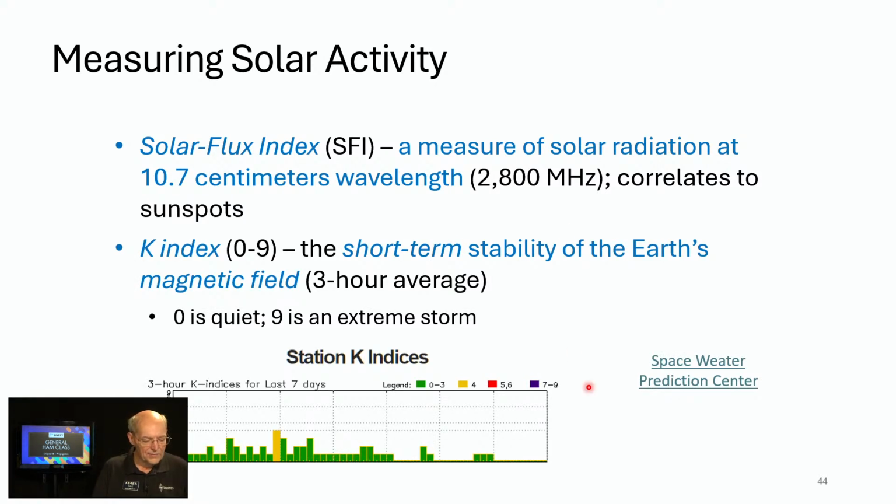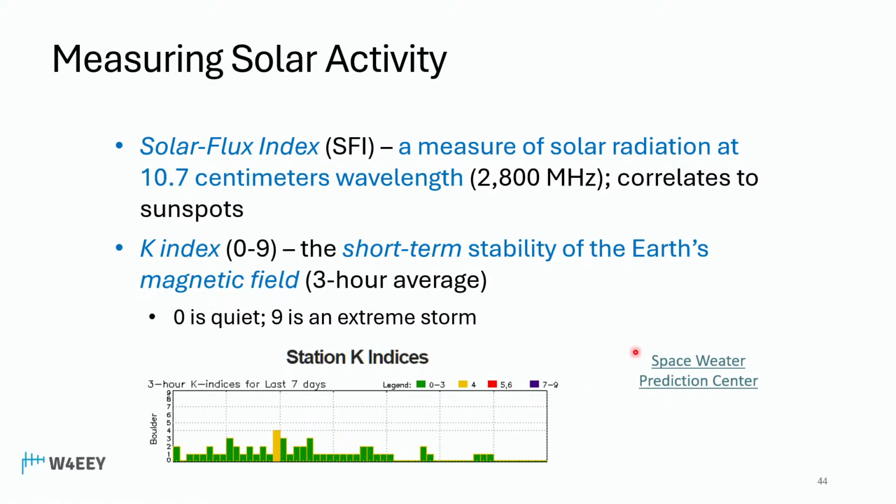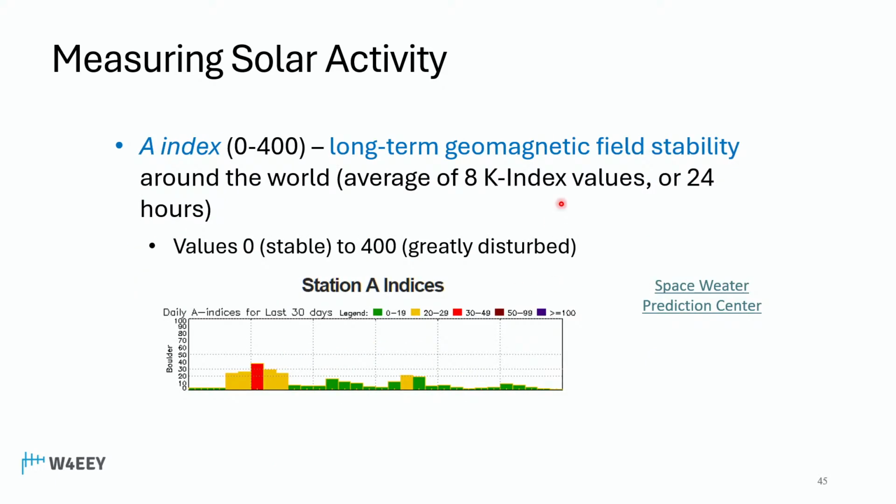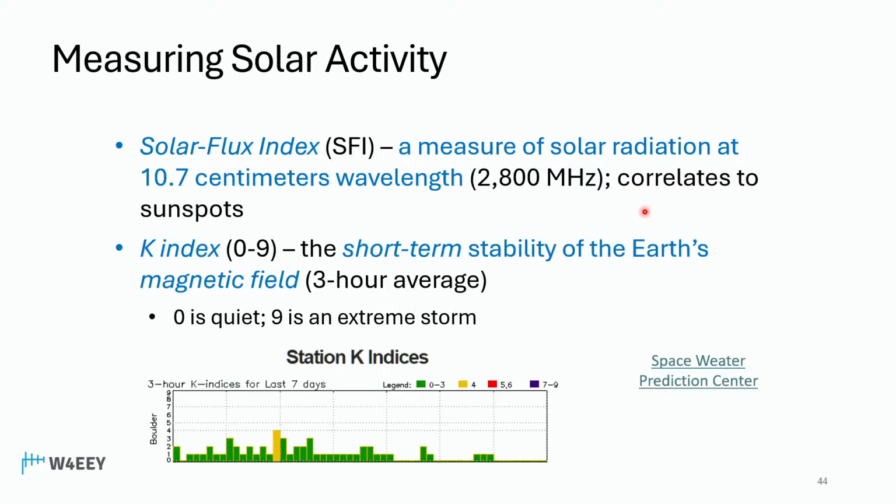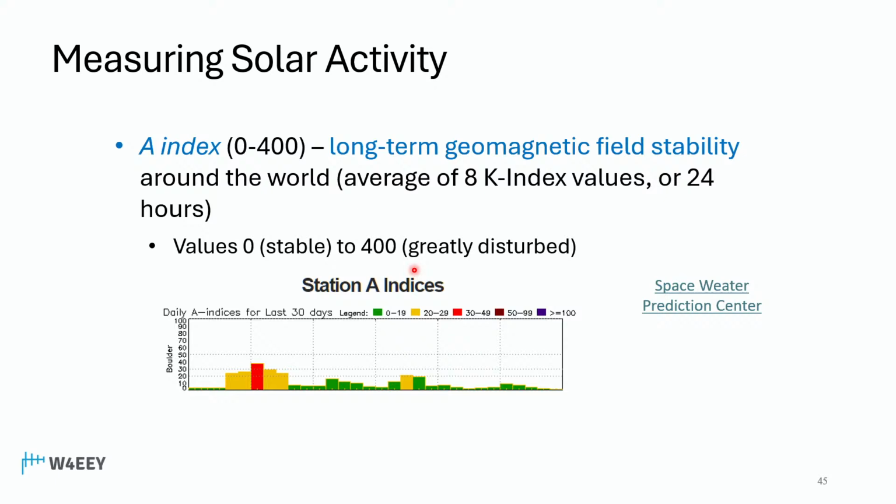We've got a couple of indices here that we'll talk about. The K index is the short-term stability of Earth's magnetic field. It's a 3-hour average of the stability of Earth's magnetic field. And the other one is called an A index. That one is called the long-term geomagnetic field stability, and it's an average of 8 K index values, or 24 hours. So the K index was a 3-hour average, the A index is a 24-hour average.